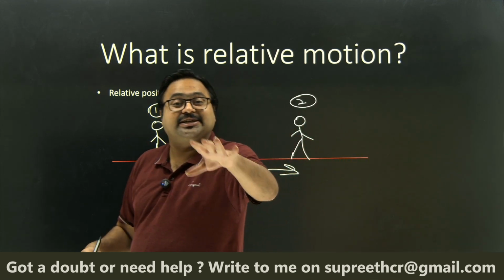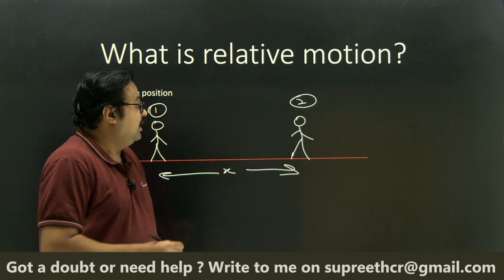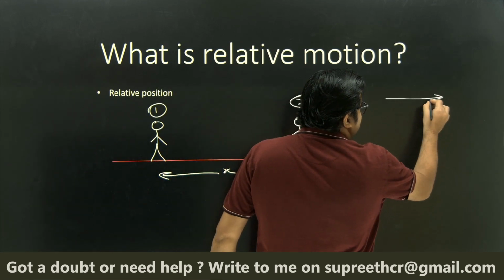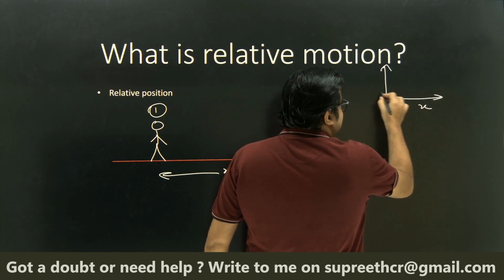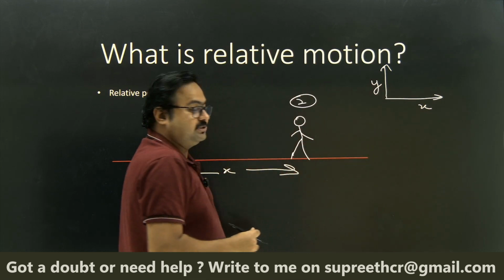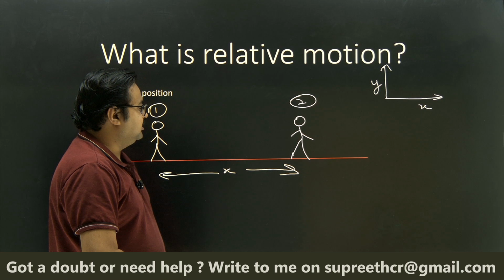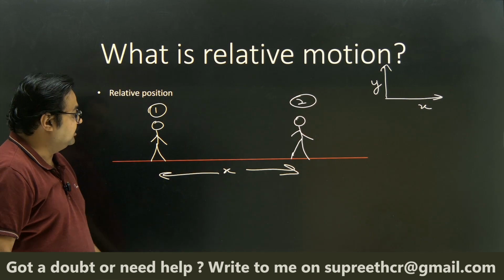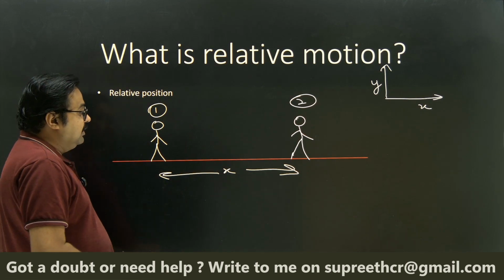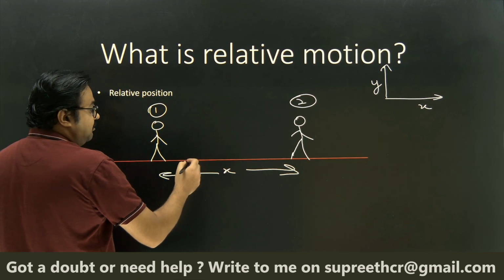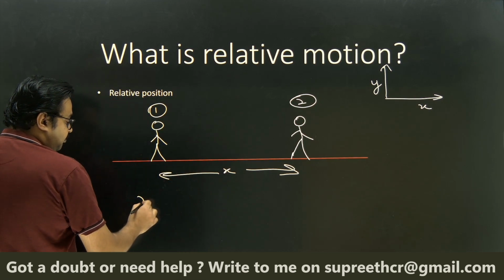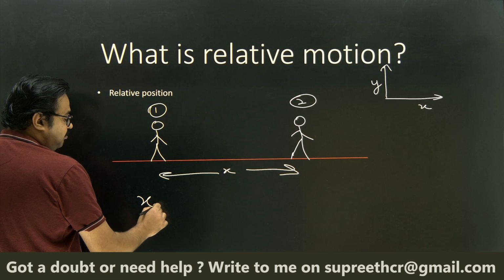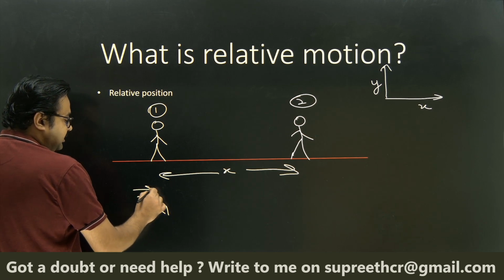So you can write this in terms of a coordinate system. Now let us assume that this is the positive x direction and that is the positive y direction. Of course, the y direction would not be significant at this stage. We're talking about one dimension. When that is the situation, dear friends, we will now be talking about the position of the second person as seen by the first person.